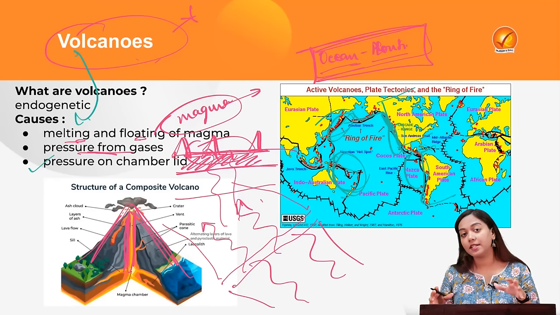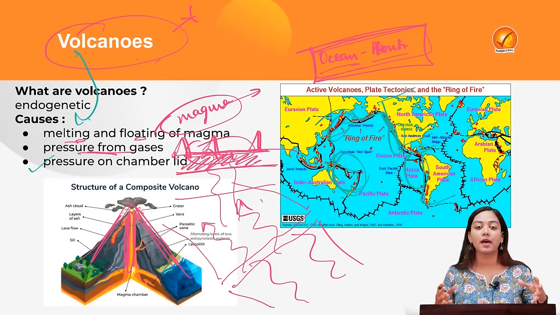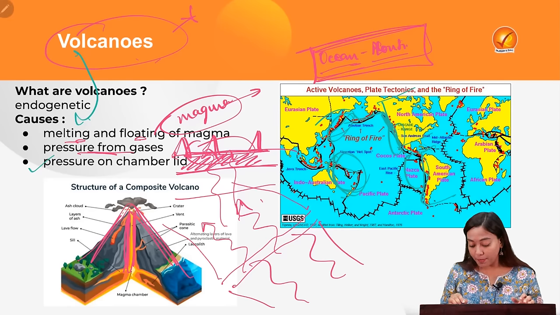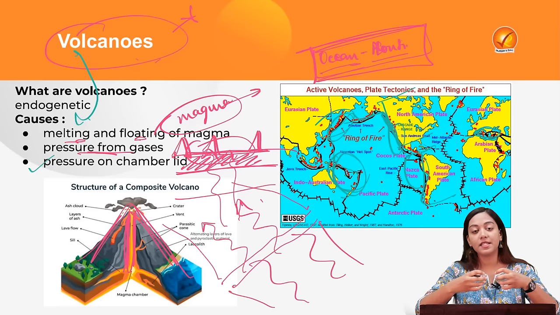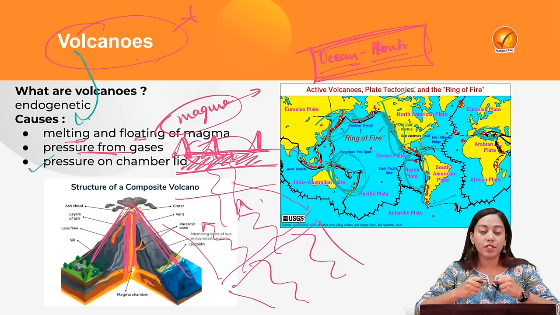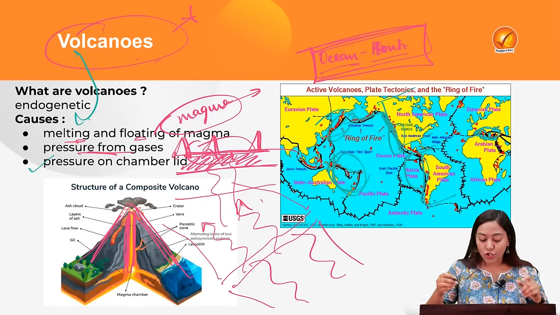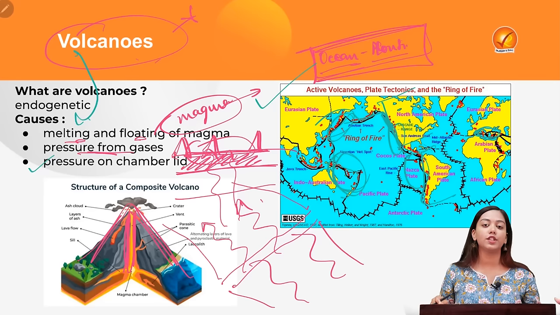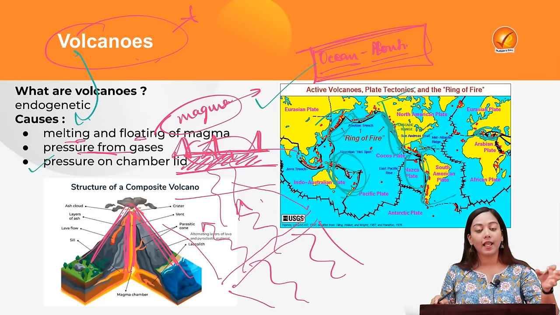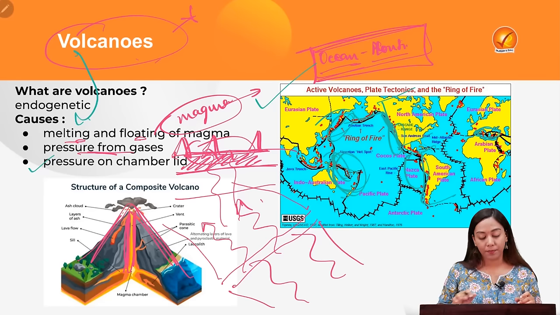Even in the Mediterranean Sea, you will see a lot of volcanoes, for example, Etna, Stromboli, Vesuvius, etc. Why? Because of the crumbling of the plates of the Mediterranean Sea. So again, plate tectonics though is not happening, but still the crumbling of the plates and the microplates colliding with each other causes volcanoes to happen. So this is the region of active volcanoes. So this makes sense why Indonesia sees a lot of volcanoes, because it lies in the Ring of Fire.